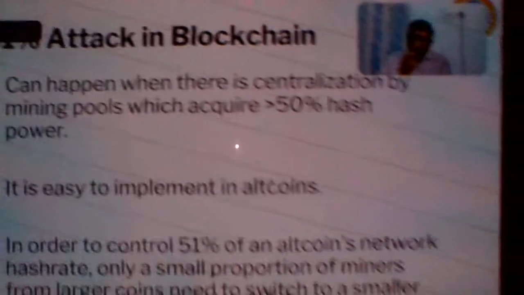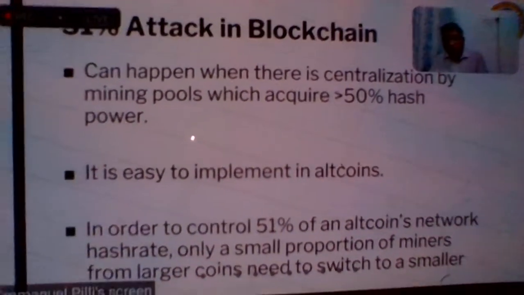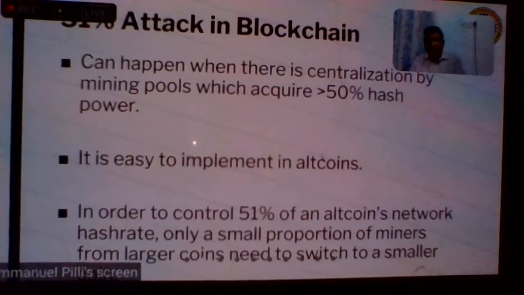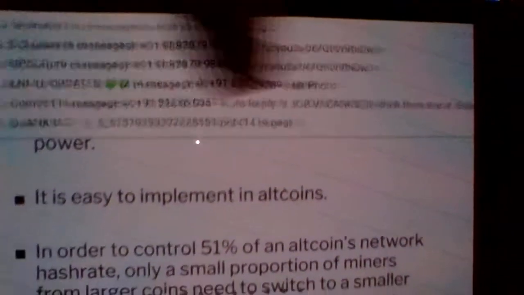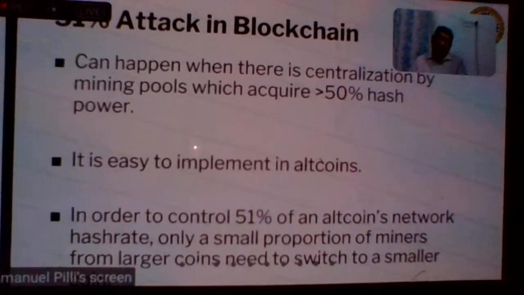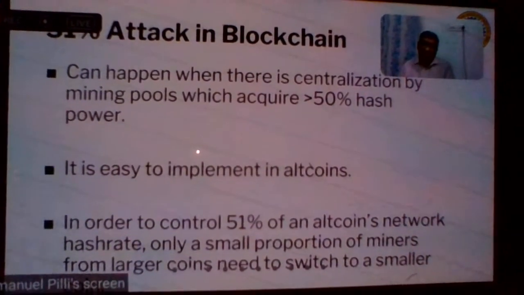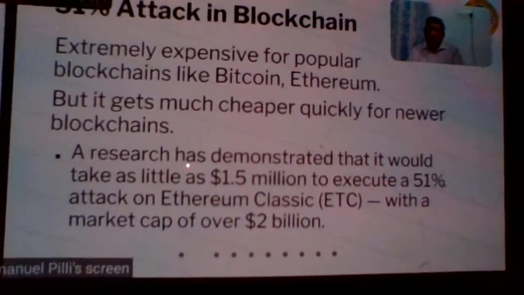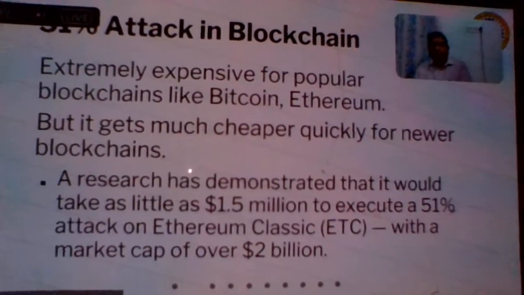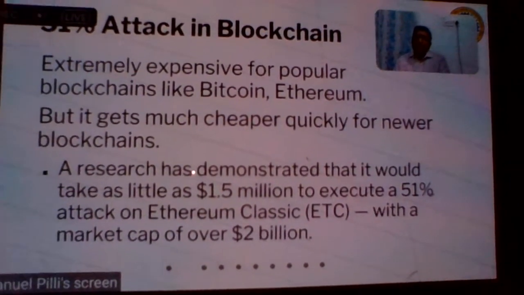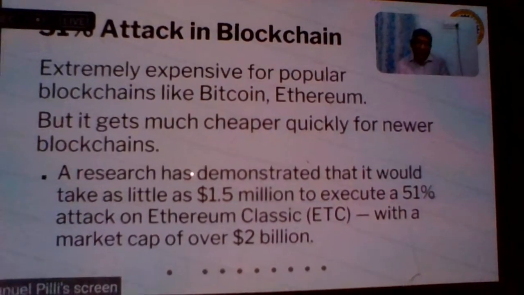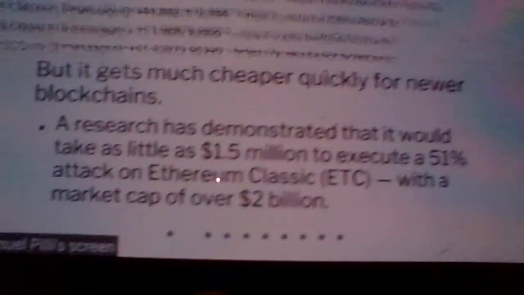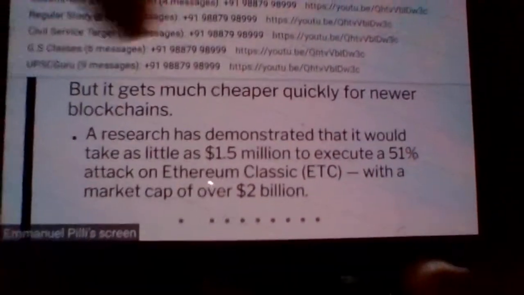In order to control 51% of an altcoin's hash rate, only a small proportion of the miners from larger coins needs to switch to a smaller coin, as I discussed. From Bitcoin, if you want to come to Dogecoin or some of these coins, very easy to do that, right? Very difficult for blockchains like Bitcoin and Ethereum because there's so many people interested. The cost is also more, and hence it is difficult, but it gets much cheaper quickly for smaller blockchains.